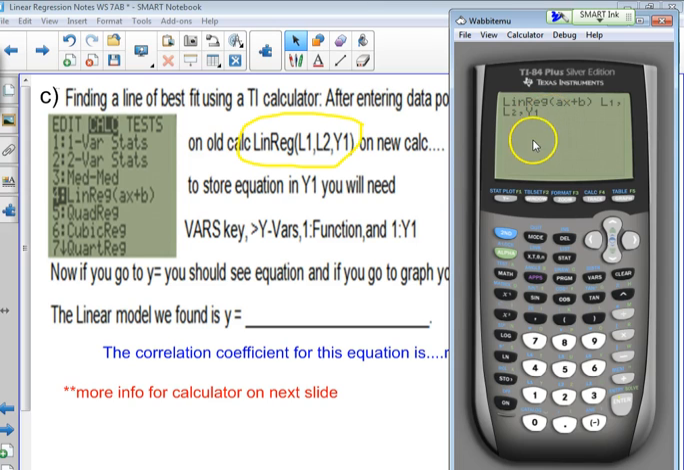So if you have an older calculator, you type stat, right arrow, 4, and then you go second 1 to get L1, then the comma key, which is above the 7, then second 2 to get L2, then the comma key, which is above the 7 again, and then the vars, right arrow, enter, enter to get Y1. And then you should be able to hit enter and get this. Okay, who's stuck?